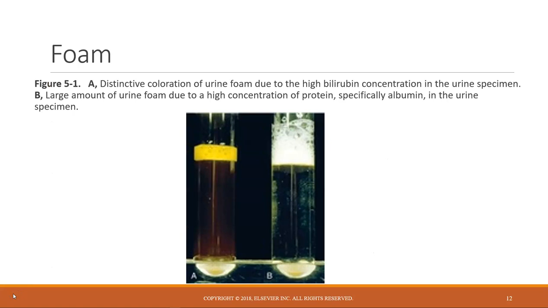I wish they had put a white background behind the urine on the left, because this is an amber colored urine, and if you note, they have shaken it and there's a large amount of yellow foam on top. So this indicates a high bilirubin concentration. On the right is a urine that's been shaken and there's a large amount of white foam. And this indicates a high concentration of protein, specifically albumin, in the urine sample.